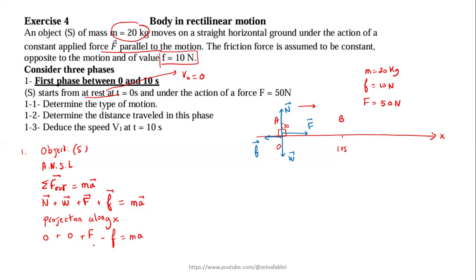Now we have everything, so we can simply do the calculation. So it's 50 minus 10 is equal to 20a. Then in this case, we can find, so it's 40 equal to 20a.